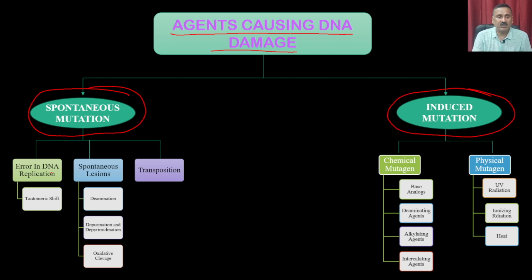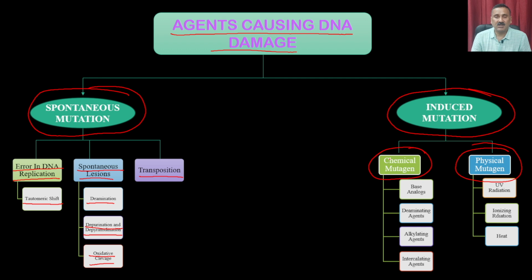Within the spontaneous mutations, you can have errors in DNA replication, tautomeric shifts, and spontaneous lesions. Within spontaneous lesions, you have deaminations, depurinations, depyrimidinations and oxidative cleavage. Transposition is another phenomenon through which spontaneous mutations can be caused. Whereas in the case of induced mutations, there are two different categories: one is called chemical mutagens, the other is called physical mutagens.